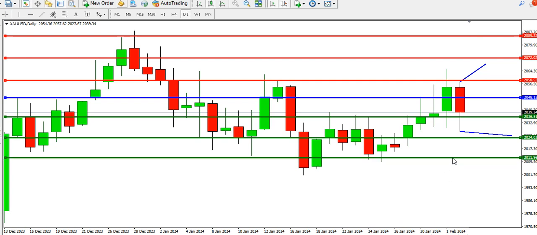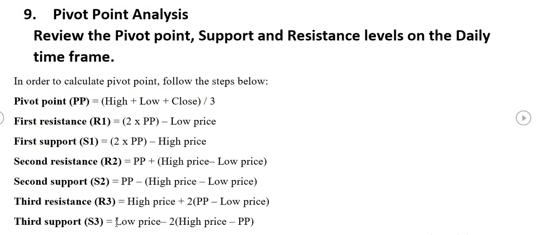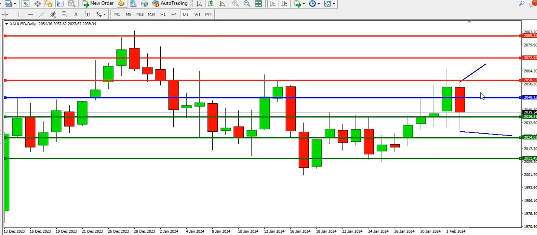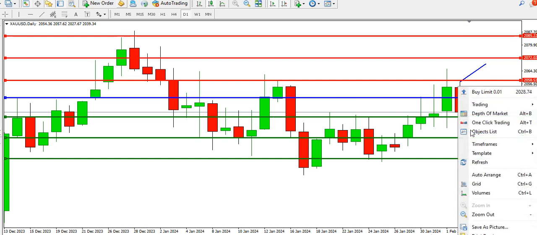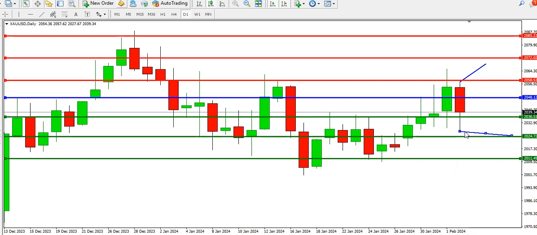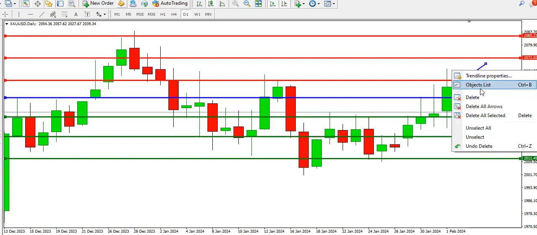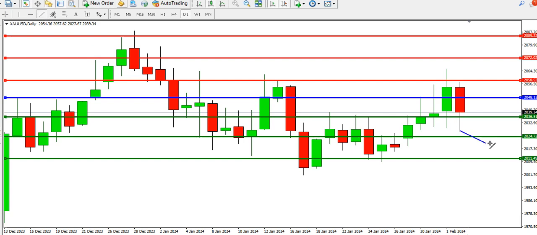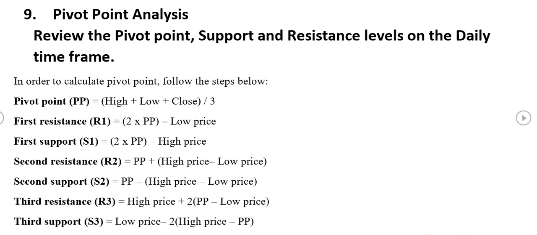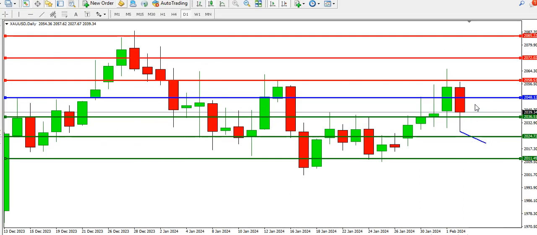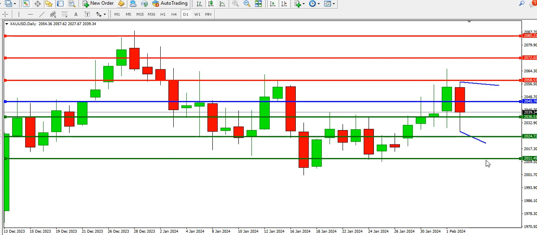Now to calculate support 3, this is support 3. Let's go to the calculation formula: low price minus 2 times, in brackets, high price minus pivot point. Going back to the chart, this is the low price. Low price minus 2 times, in brackets, high price, this is our high price, minus pivot point. That should give us this support 3.